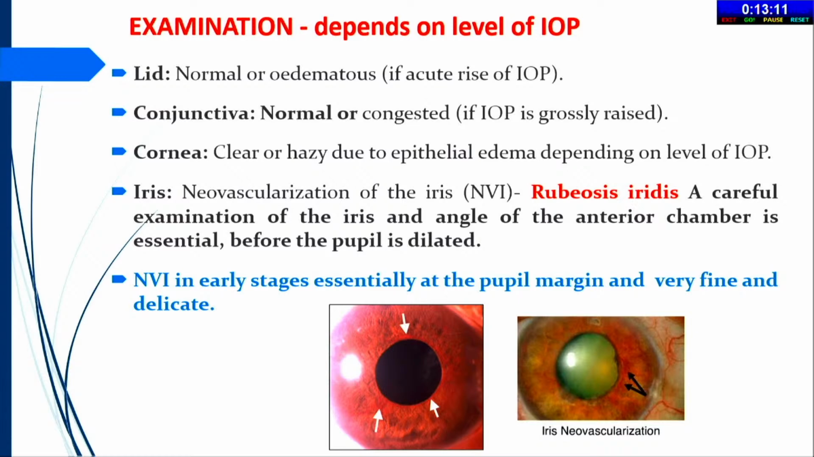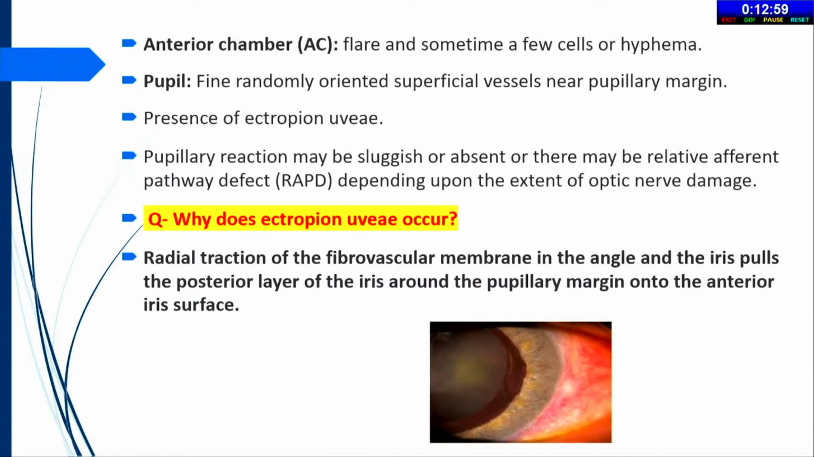Like in the first photograph, it is marked by an arrow because it is not obviously visible. In the second photograph, you can see obviously visible neovascularization. The anterior chamber might show a reaction because there is damage to the blood aqueous barrier, so there could be flare, hyphema present. The pupil is dilated, but you should look at the pupillary margin for new vessels. There could be ectropion uveae.